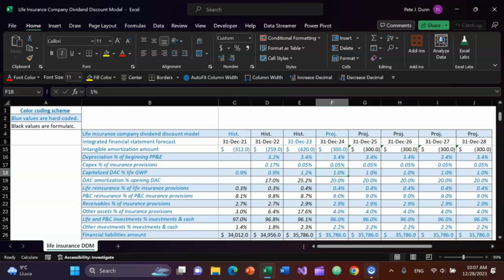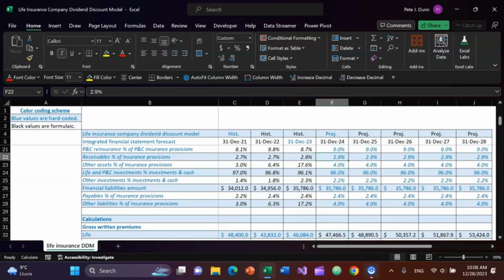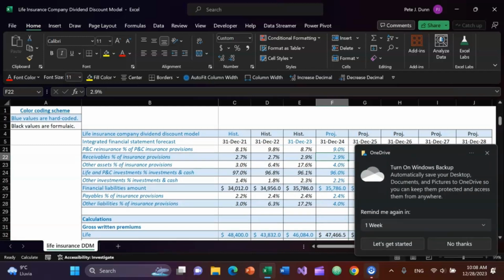provisions, capitalized deferred acquisition costs as a percentage of life insurance gross written premiums, deferred acquisition cost amortization as a percentage of the beginning tax balance, reinsurance assumptions with the property and casualty reinsurance being a larger assumption as a percentage of its respective provisions. The idea there is that property and casualty is more dependent on the reinsurance market than life insurance due to the uncertainty of the policies.